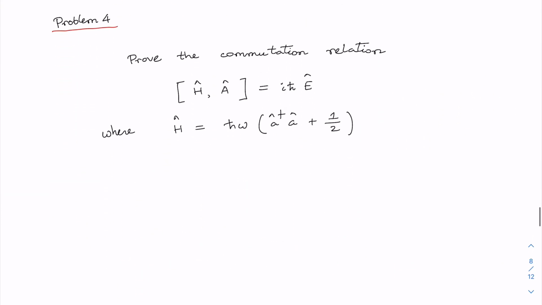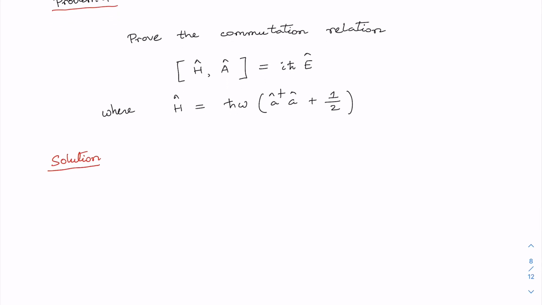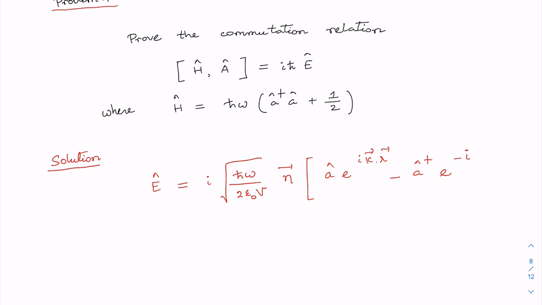Now let us work out this particular problem, where you are asked to prove the commutation relation between the Hamiltonian of the electromagnetic field and its vector potential. Let us work it out. Before I do that, let me remind you about the operator form of various quantities. For example, the electric field operator for a traveling electromagnetic wave, which we have done in our lecture, is this: square root of i h cross omega divided by twice epsilon 0 V, it is propagating along, say, with its electric field direction, say, eta, and we have a e to the power i k dot r minus a dagger e to the power minus i k dot r.